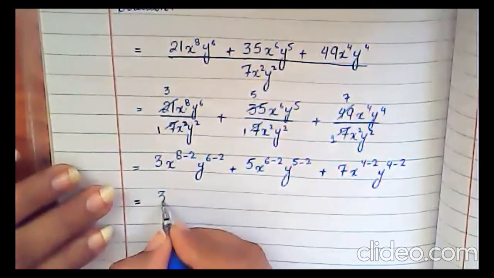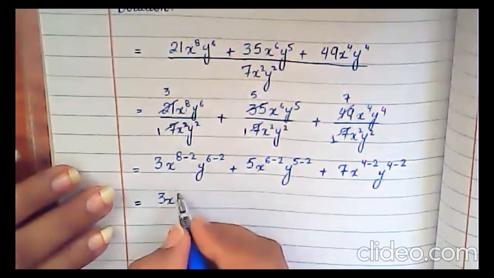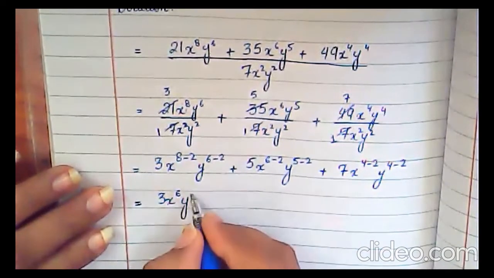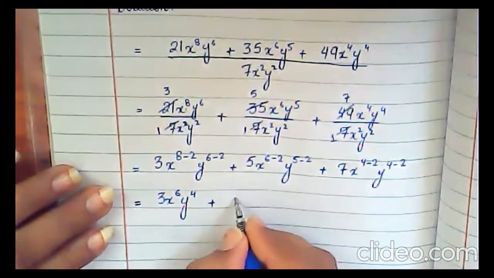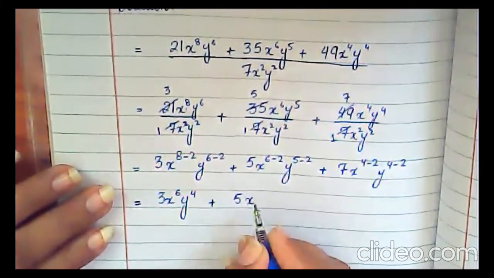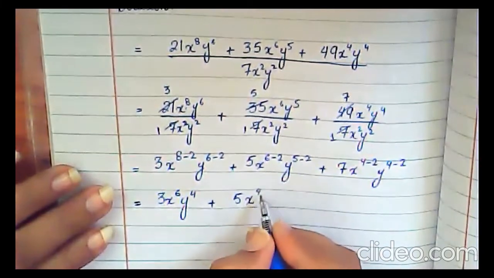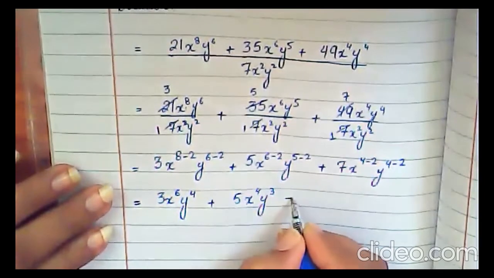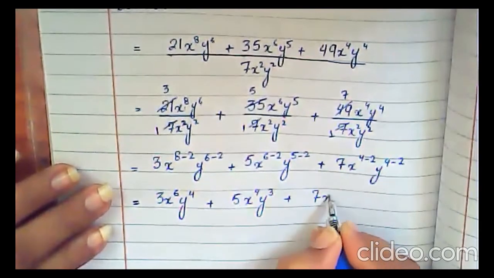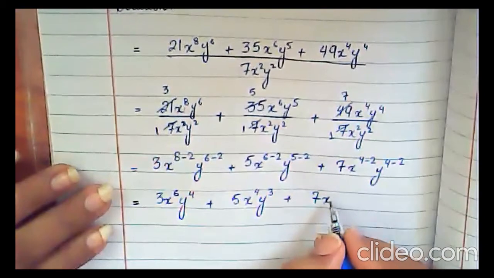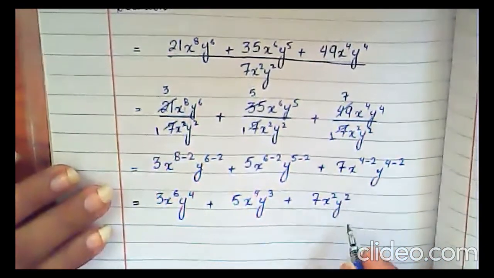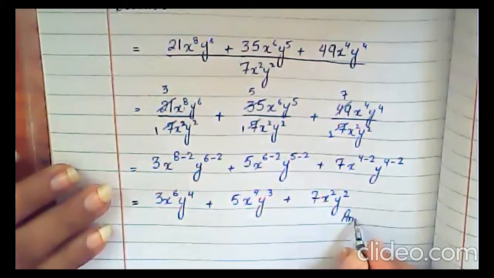What will be the answer? 3x. X: 8 minus 2 will be 6. Y: 6 minus 2 will be 4. Plus 5x: 6 minus 2 is 4, and 5 minus 2 will be 3. Plus 7x: 4 minus 2 will be 2, and 4 minus 2 will be 2. So this will be our answer.